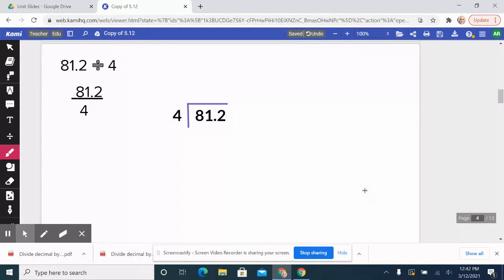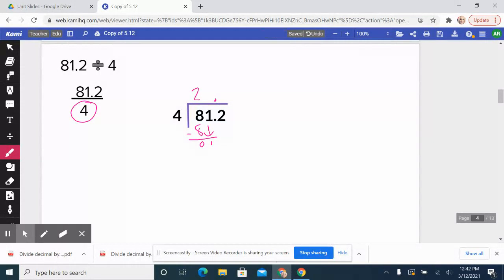20.1 divided by 4. Remember that your bottom number's always on the outside of the house. I'm going to bring up my decimal that's already there. And then I'm going to just do normal division. So 4 goes into 8 2 times. 2 times 4 is 8. And then I have 0, and then I bring down my 1.